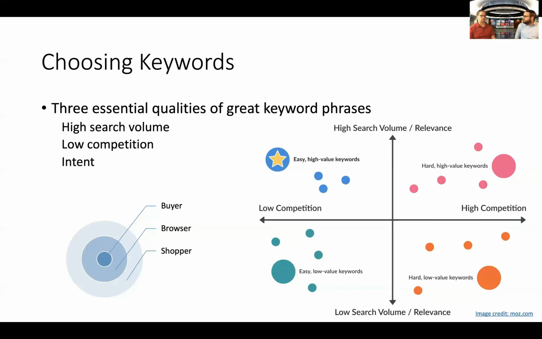So, for an example, shopper, browser, buyer. A shopper might ask, should I get an MBA? Or why should I get an MBA? A browser might ask, where should I get my MBA? And then a buyer would ask, how do I afford an MBA? Those could be the three different categories, and you can tell the intent of the person based on the query.